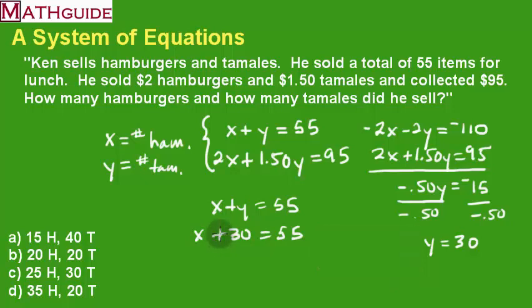Now that I've got that value in there, I'm going to solve it by subtracting 30 from both sides, and I get x equals 25. It makes sense, they do add up to 55. Right away you should have been able to eliminate one option because it doesn't even add up to 55 items. So there's really only a choice of three different options here. And it turns out, of course, that C is the right answer: 25 hamburgers and 30 tamales.